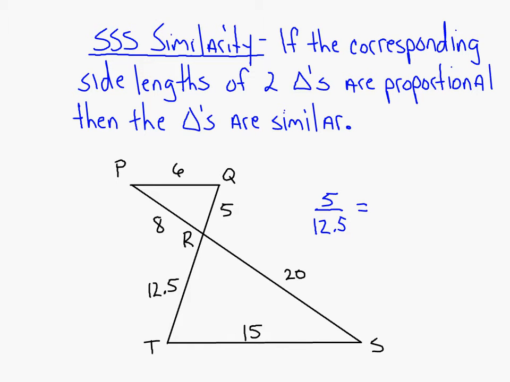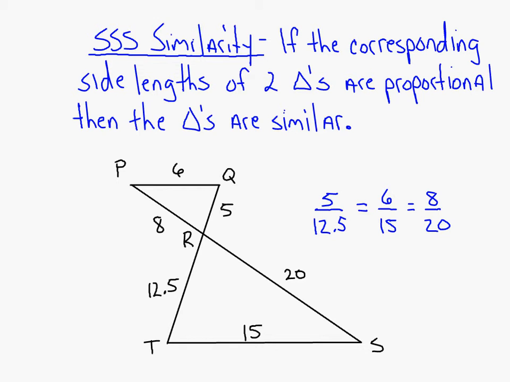And then take the medium length side. In the top triangle that would be a 6, and in the bottom triangle that would be a 15. And then take your longest sides in each triangle, and you've got an 8 and a 20, so 8 over 20. So you're basically writing 3 scale factors, and you're just going to compare them.